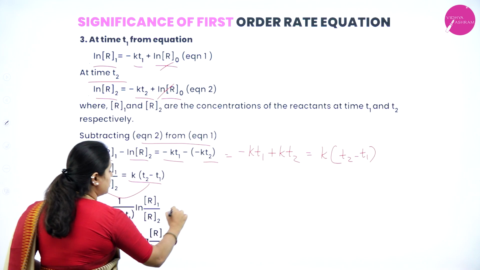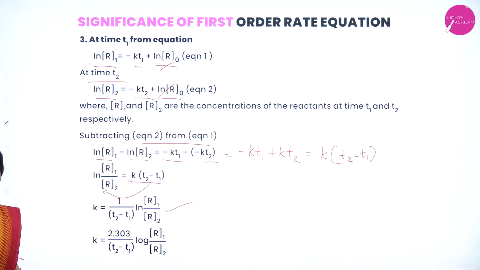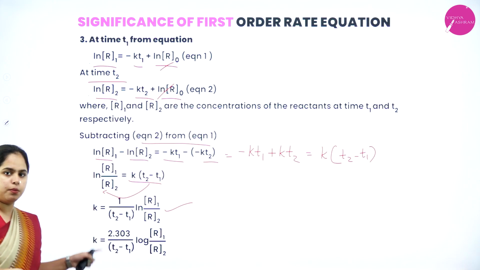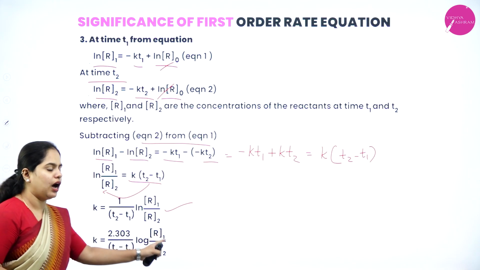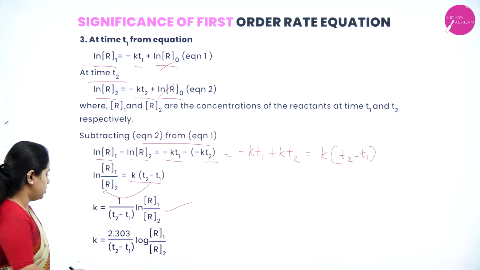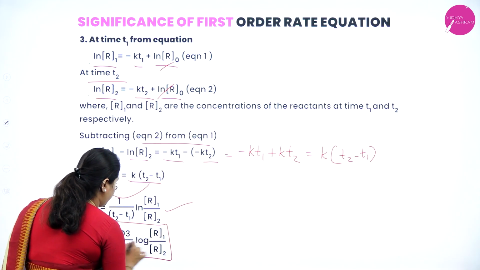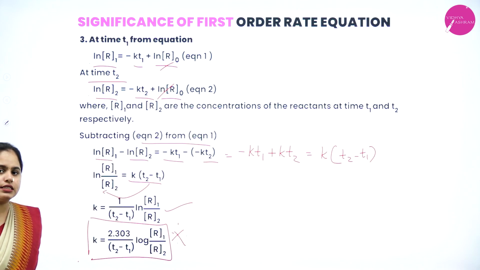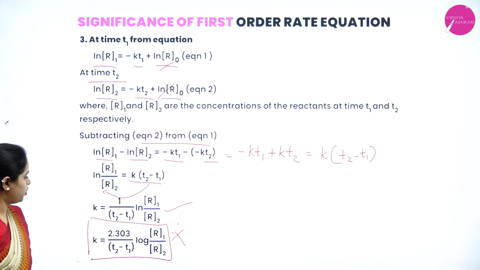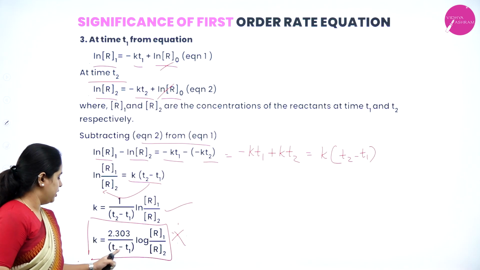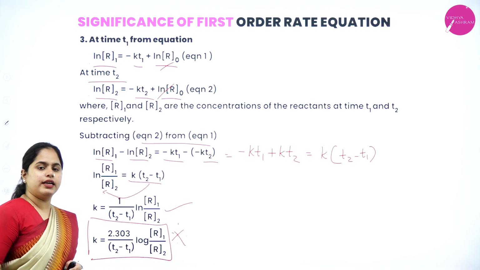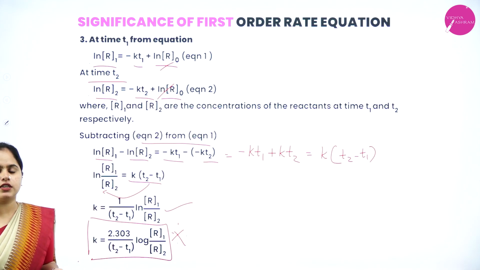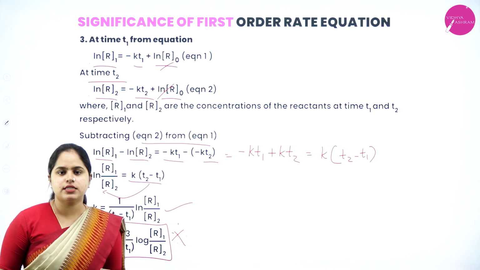Okay, so this is in terms of ln. Now if you have to convert it into log, multiply it by 2.303. So the equation becomes 2.303 by t2 minus t1 log R1 by R2. This equation is also important if you have the concentration of the reactants at time t1 and t2. So you can substitute R1 and R2 here, t2 and t1 here, and you will get the rate constant. So I hope this is also clear. This is the significance of first order reaction.